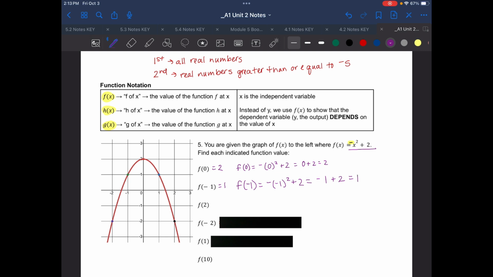Get the same thing. Okay, f of 2. If you go to where x is 2 on the graph, f of 2 should be -2. If we plug that in, f of 2 is -2 squared plus 2. 2 squared is 4, so it's -4 plus 2. You get -2. All right, I want you to pause here and try these last two on your own.